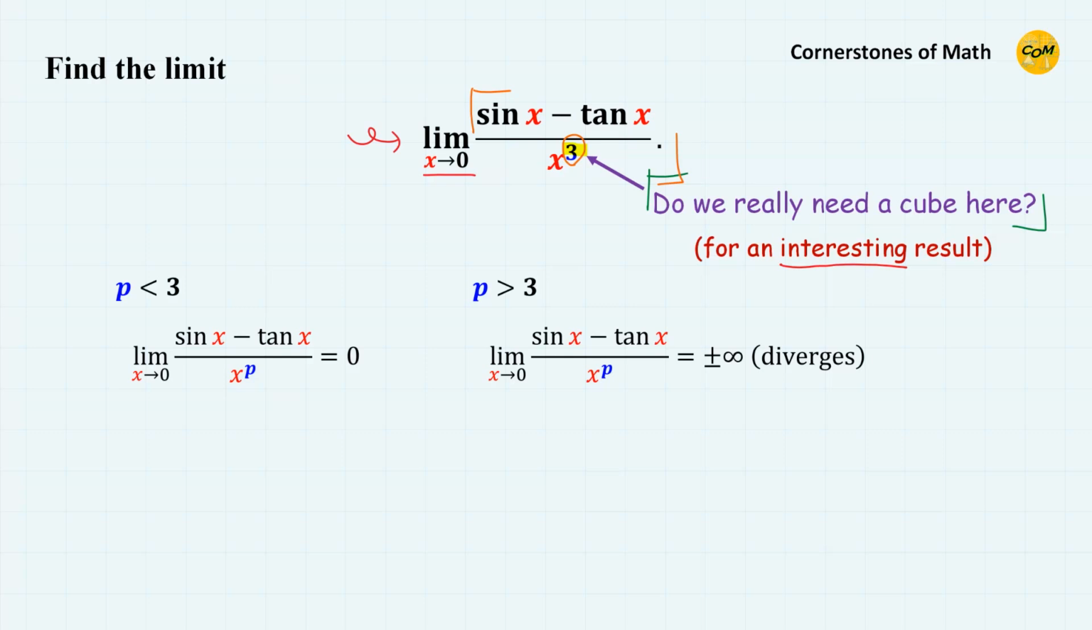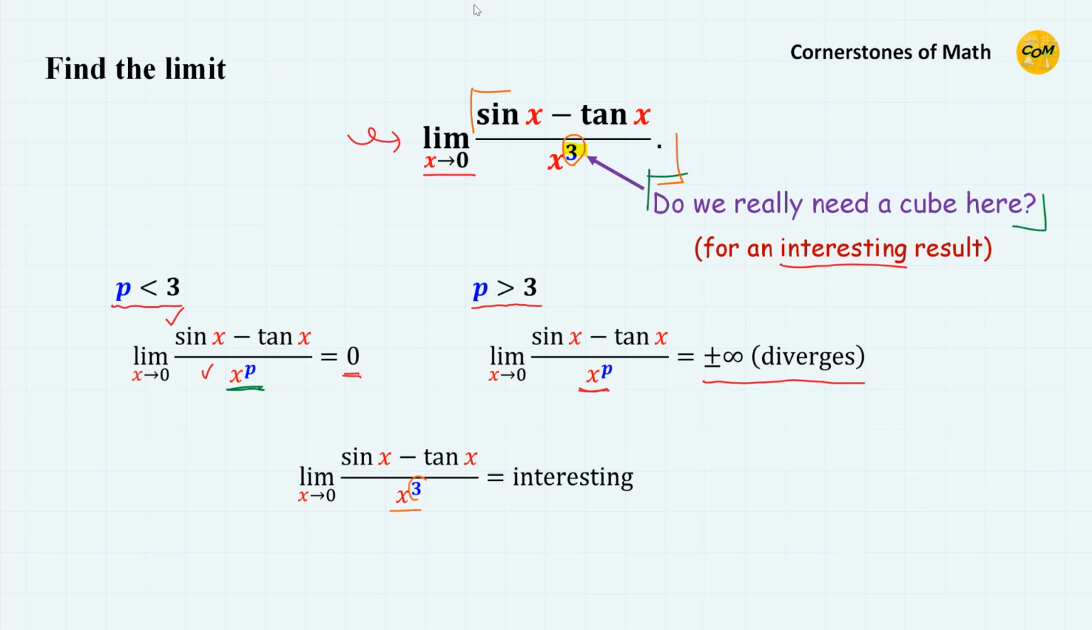You see, as for this limit with the denominator x to the power of p, if p is less than 3, then the numerator approaches 0 much faster compared to the denominator, hence the limit is just 0. On the other hand, if p is greater than 3, then now the denominator approaches 0 much faster than the numerator, hence the entire thing diverges. However, if the power p is exactly 3, then the numerator and the denominator approach 0 at approximately the same speed, making the result interesting.